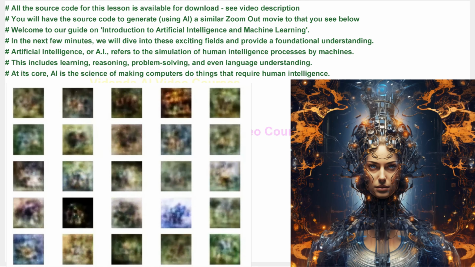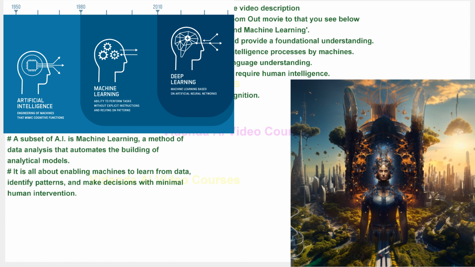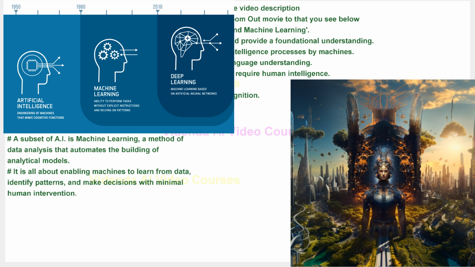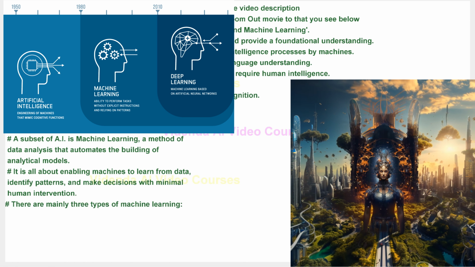AI can be categorized into two main types. Narrow AI is designed to carry out specific tasks, like voice recognition. On the other hand, general AI, which can perform any intellectual task a human can do, still remains a theory and science fiction. A subset of AI is machine learning, a method of data analysis that automates the building of analytical models. It is all about enabling machines to learn from data, identify patterns, and make decisions with minimal human intervention.